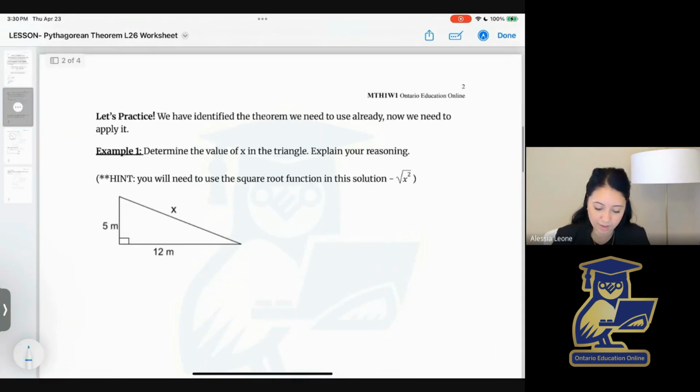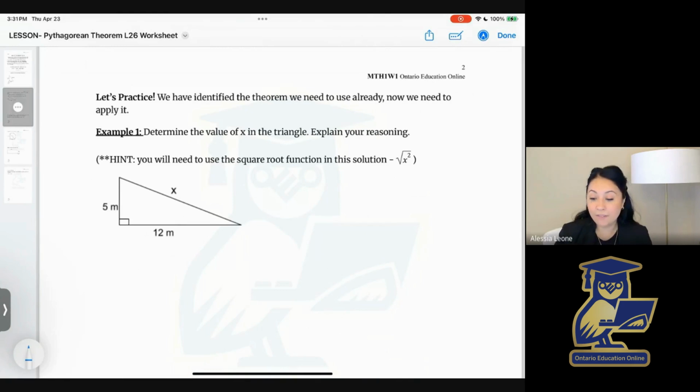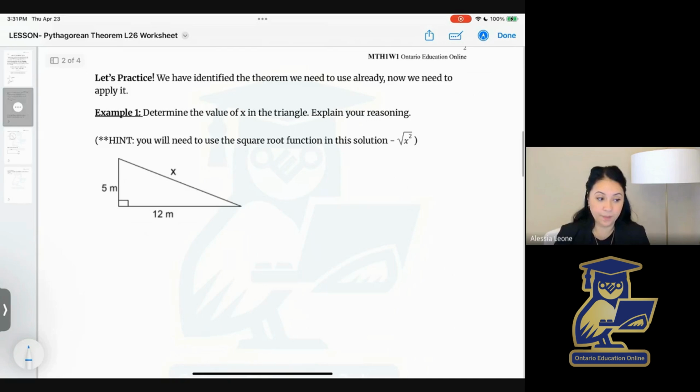So let's practice. We have an idea of the theorem. Now let's apply it. Here's our example. Determine the value of y in the triangle and explain your reasoning.